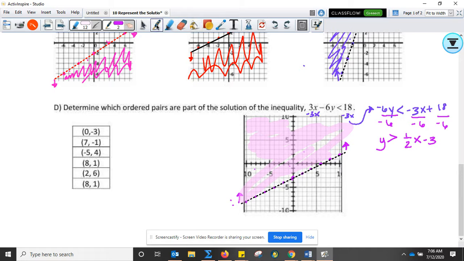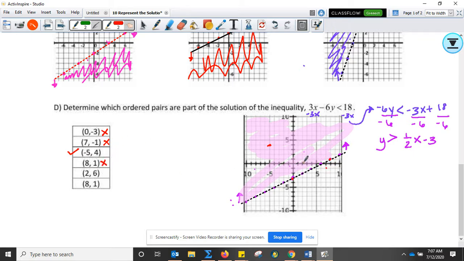All right, my ordered pairs. 0, negative 3, 0, 1, 2, 3, right here. So that's not part of the solution because it's on the dotted line. 7, negative 1, nope. So negative 5, and then 4, 1, 2, 3, 4, that one works. 8, 1, 5, 6, 7, 8, 1. That's on the dotted line, so that's not going to work either.